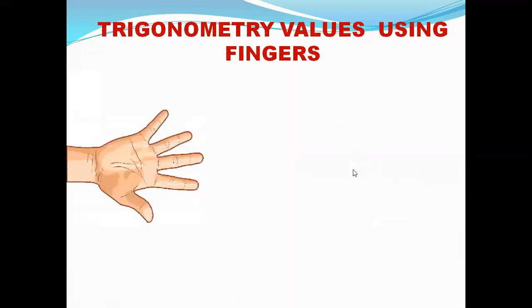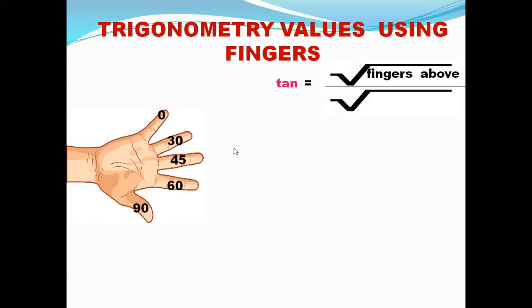Now let us find tan. For finding tan, we will flip our hand in this way and then we will assign the values. You have to remember that we will flip our hand. On the little finger we have 0 and on the thumb we have 90, but we will keep our hand flipped. So how do we find tan values? Square root of fingers above divided by square root of fingers below.